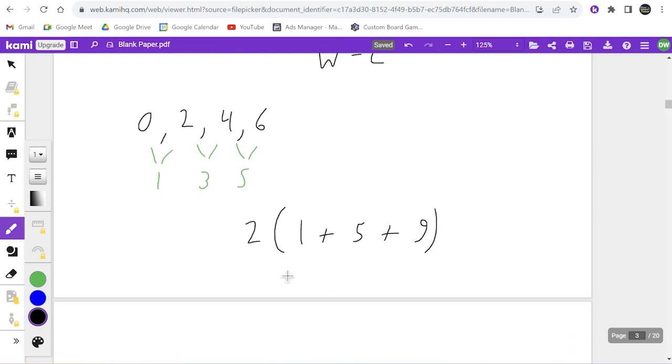Exactly. And so then that's going to be 2 times 15, and so then that gives me a final answer of 30. So the midpoint Riemann sum is 30, which is in between the left and the right Riemann sum. It's not always in between, obviously, but it was this time. So are there any questions on that one?